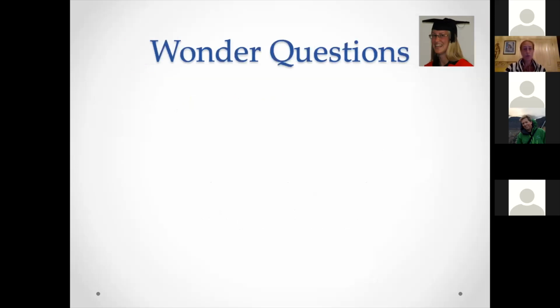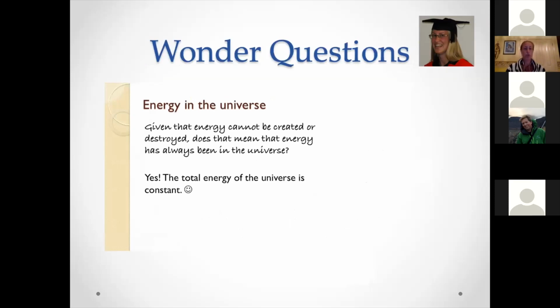Another way that I used wonder questions was to simply show a wonder question, such as this one: given that energy cannot be created or destroyed, does that mean that energy has always been in the universe? This basically just needs the confirmation. The student has understood the concept of conservation of energy correctly and thought of it in a new situation that wasn't explicitly mentioned in the pre-work. And so, yes, this was really good and just deserved a thumbs up.